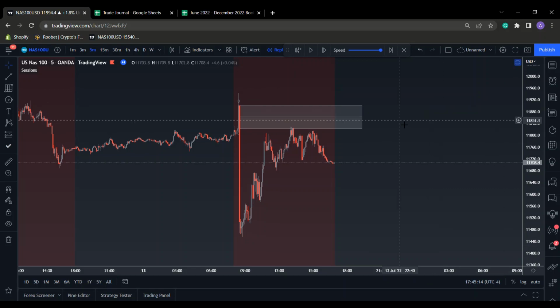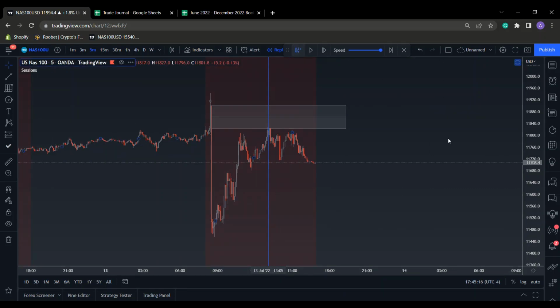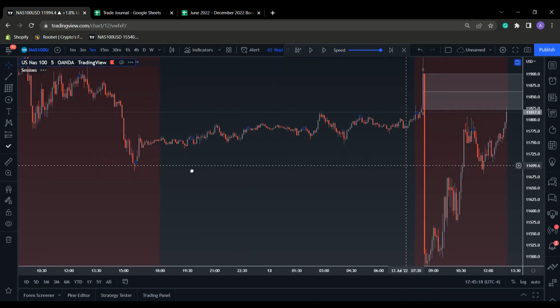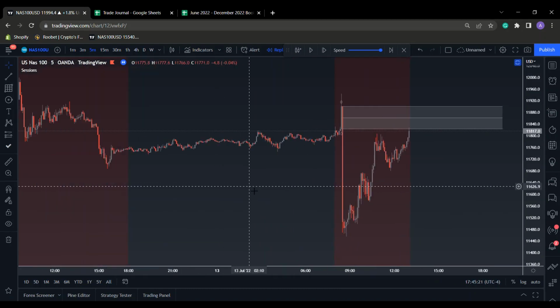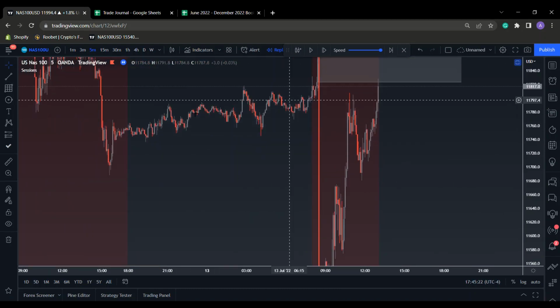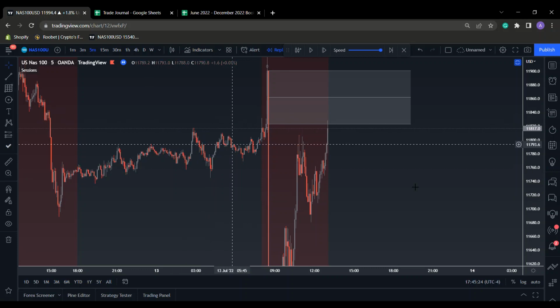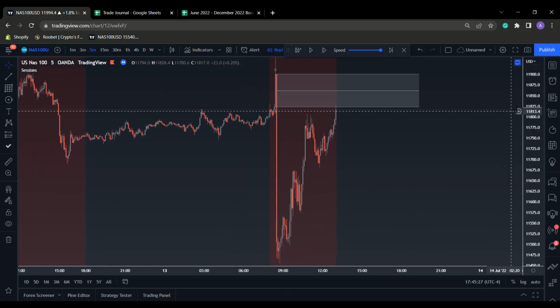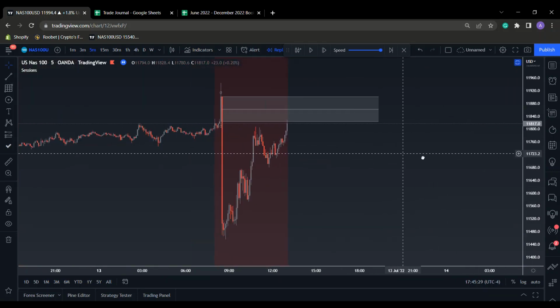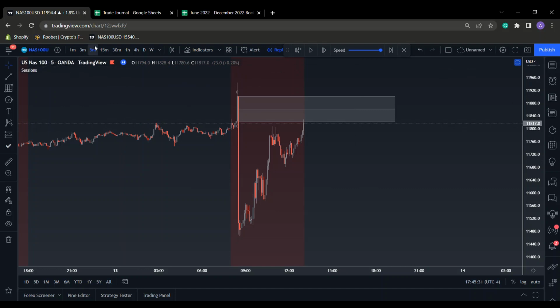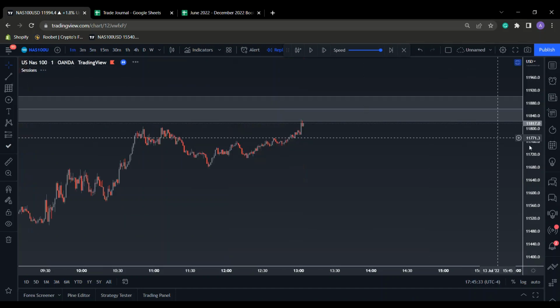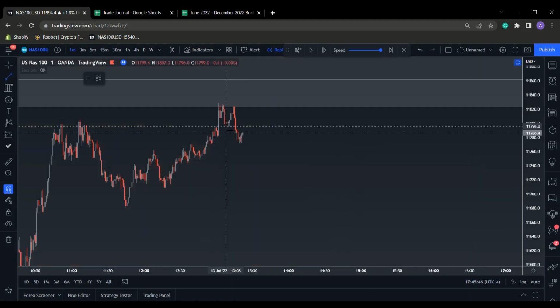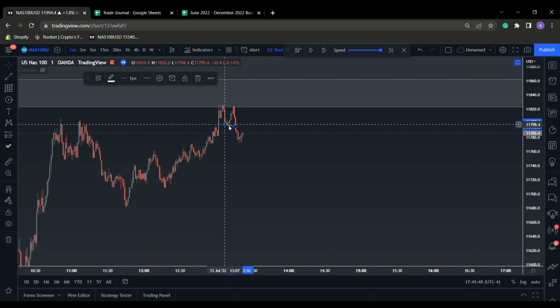So now what happened was we tapped into that zone. This supply zone, it's clear as day. It took out all this Asia range, all this London range, right? Tapped into the zone. Okay, now what? Now we go into the 1 minute. Why? Because we need a confirmation setup, a major breaker structure on the 1 minute.